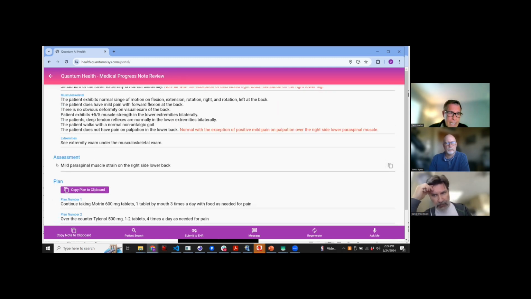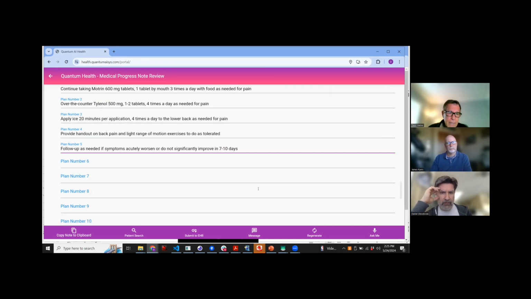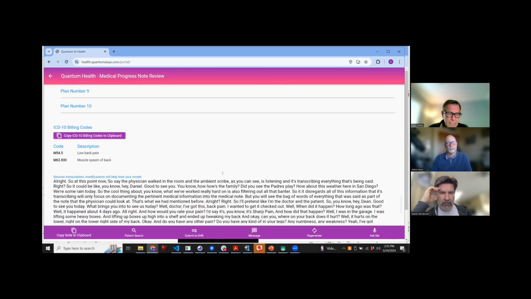And then the AI came up with the assessment that, pulled it out of the conversation, of mild paraspinal muscle strain on the right side lower back. And the plan here, continue Motrin, 600 milligram tablets, over-the-counter Tylenol. Number 3, apply ice, 20 minutes, 4 times a day. Number 4, provide handout on back pain, light range of motion exercises. Number 5, follow-up is needed in 7 to 10 days. So that's 100% accurate. Exactly what I said.